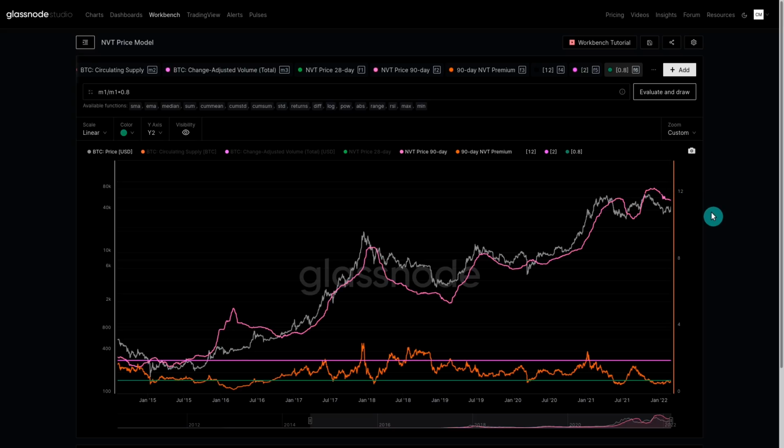Now, of course, that doesn't mean that we're suddenly going to zoom back up to that level, but it is showing that the amount of utility and usage of the Bitcoin network is perhaps a little bit higher than what our current valuation would tell us.